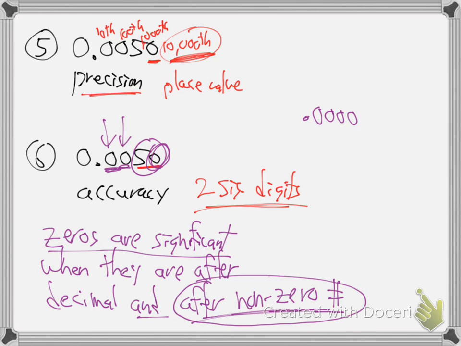Let's say it's 3.00. Do all three count or only the 3? Good question. Let's ask this zero: are you significant? Well, am I after the decimal? Yes. And am I after a number that's not zero? Yeah, they're after the 3. When I say after, I mean anywhere before them, not immediately after. Anywhere before them has to be a number that's not zero.